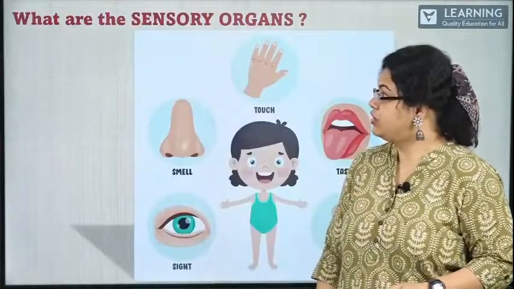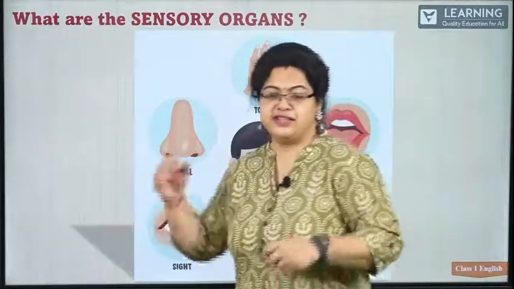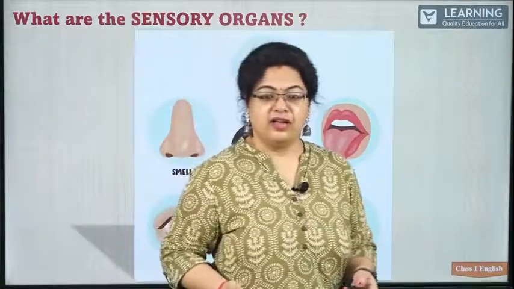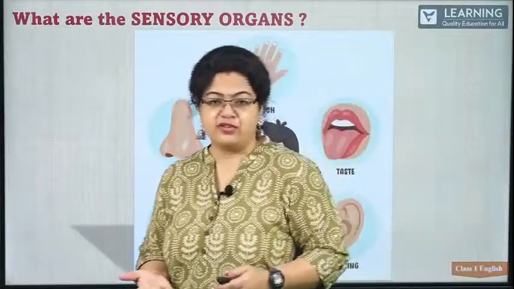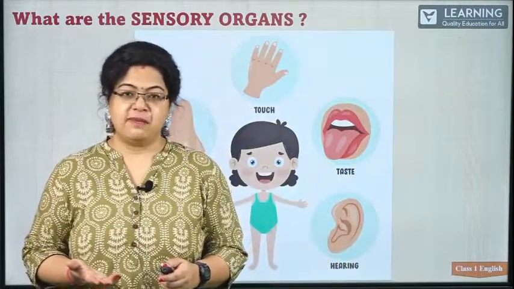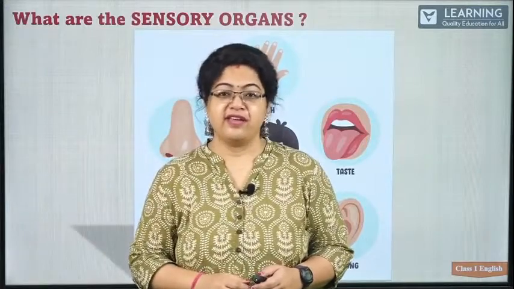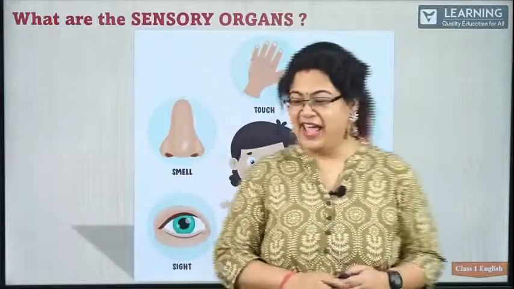Okay, what is next? What are sensory organs? Yeah, I'm seeing you. So which organ am I using to see? Yeah, eyes. I'm blinking my eyes. Can you blink your eyes this way? Yeah. We don't blink one eye. We blink both eyes, okay?